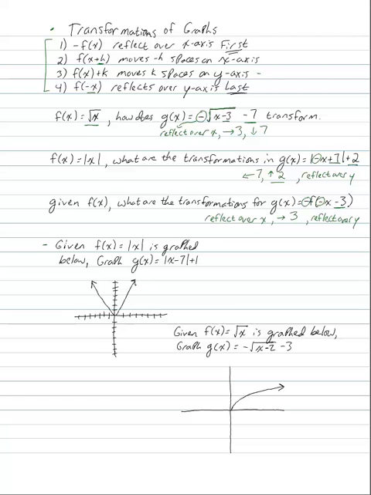Say we're given f of x equals absolute value of x, and that's graphed. So this graph right here, this V, is the graph of f of x equals absolute value of x. Using this graph, I want to try to graph g of x equals absolute value of x minus 7 plus 1. So let's see how it would transform.